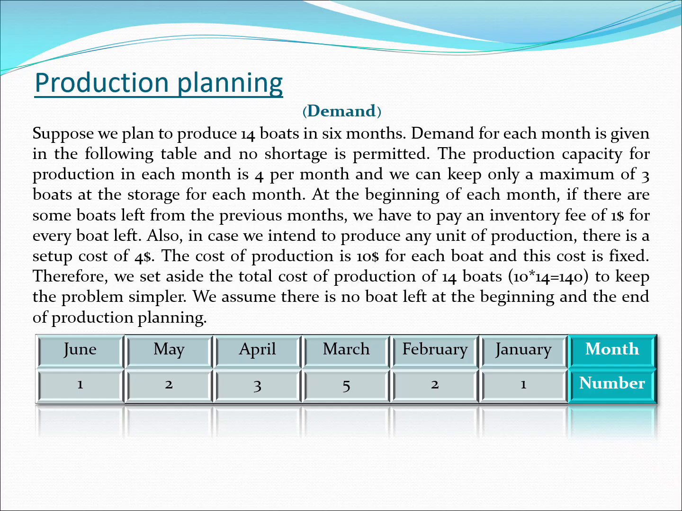Therefore, we set aside the total cost of production of 14 boats, 10 times 14 equals 140, to keep the problem simpler. We assume there is no boat left at the beginning and the end of production planning.